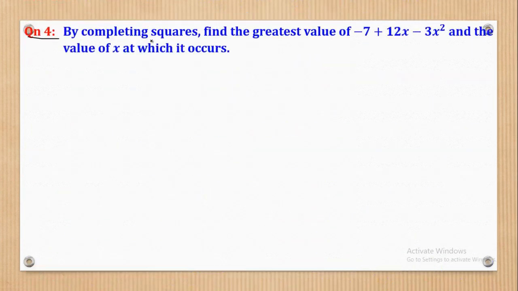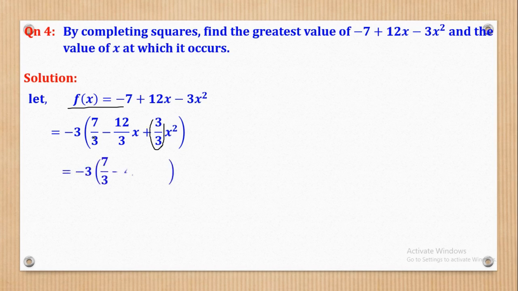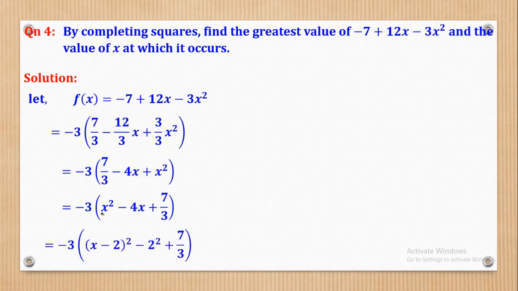Then question 4 says, by completing squares, find the greatest value of this and the value of x for which it occurs. So still we shall first let, then make the coefficient of x squared positive 1. So yeah, it is not yet positive. Okay, yeah, it is positive 1 because this is 3 over 3. So I can simplify to make it positive 1. When it is positive 1, that is when I can complete squares. So when I complete squares, I'll come up with this line.